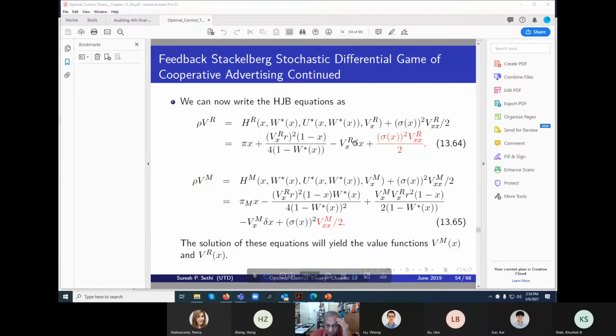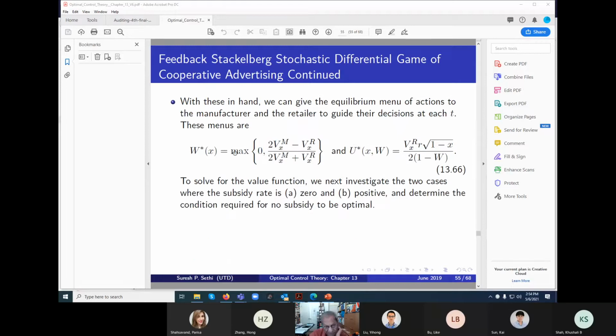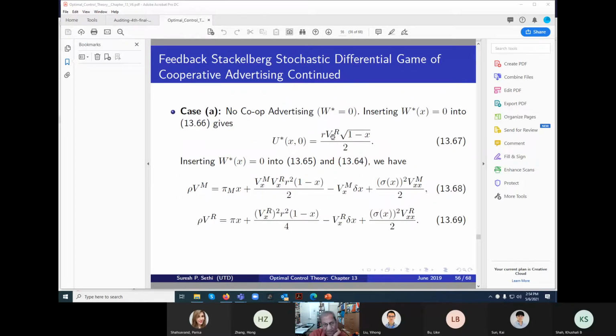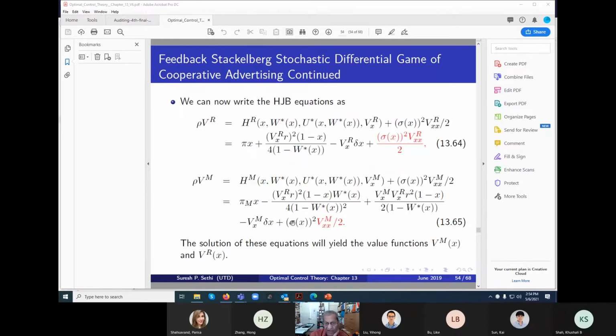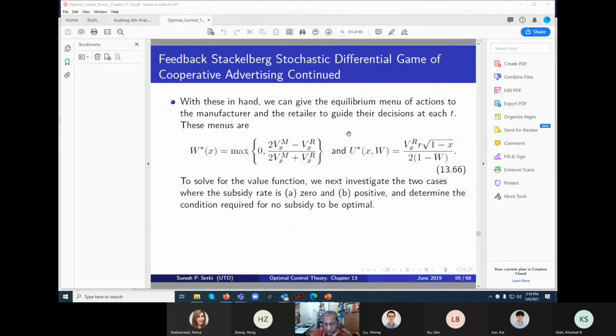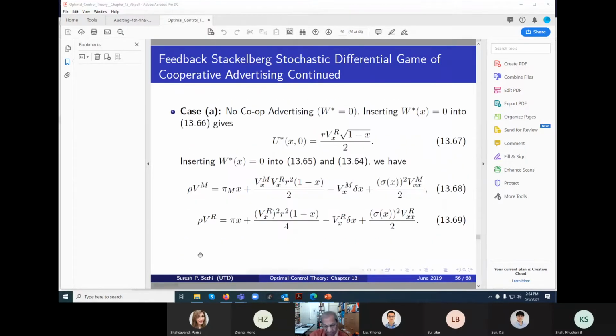So now I go into two parts. There is this part, and there is this part. And I have to investigate these cases: A, when it is 0, B, when it's positive. So first, 0: no cooperative advertising. W star will be 0, so I insert W star equals 0 in these two equations, and I get these two equations. First I solve for each, then I'll tell you which one applies under what parameters.